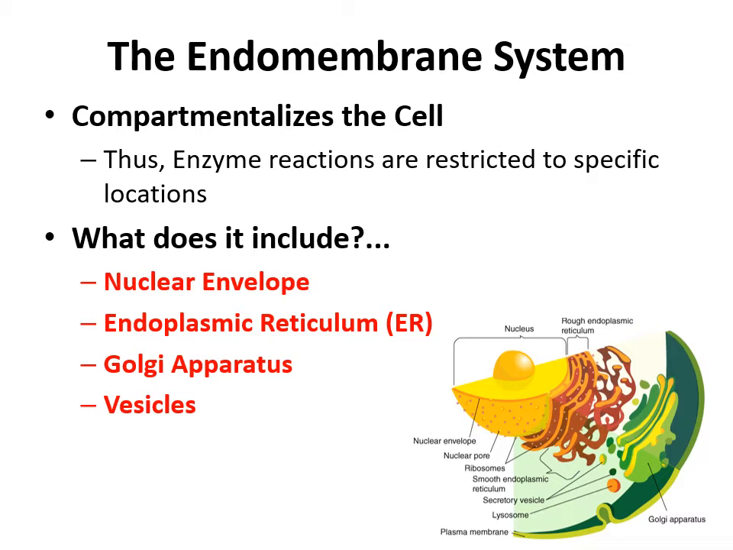Now, earlier we mentioned that there is the endomembrane system. The endomembrane system is the compartmentalization of the cell, meaning endomembrane means inside membranes. So all of those membranes help to separate the different structures in the cell. That includes the nuclear envelope, the endoplasmic reticulum, the Golgi, and the vesicles.